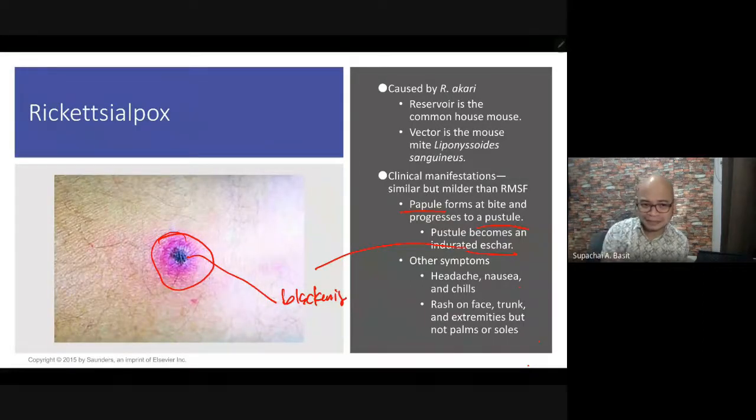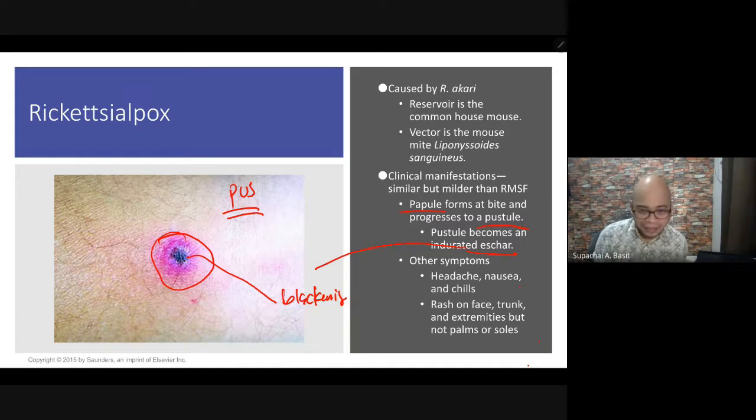A papule means it is swollen, and if you're pressing it, it is as if there's a liquid inside. Eventually, it becomes a pustule, meaning to say there is already pus or nana. And eventually, once this pustule is indurated, nawala na yung mga pustule, and then it will harden and it is now called an eschar.